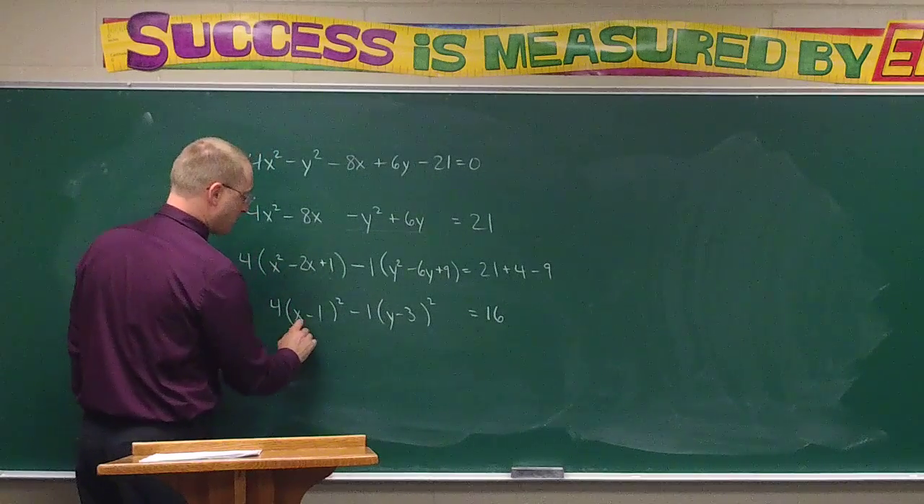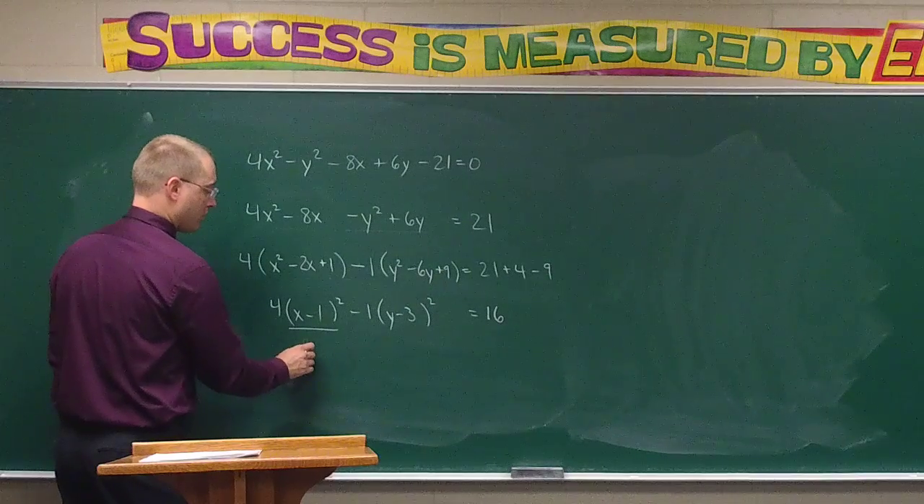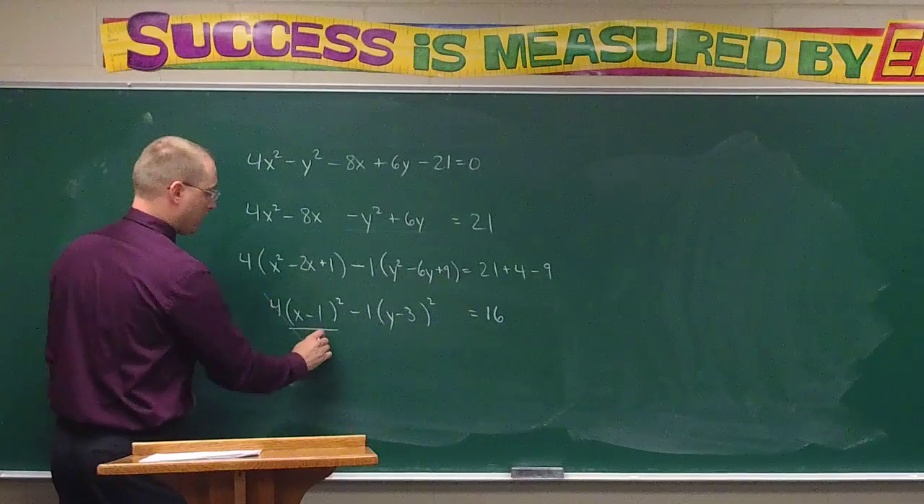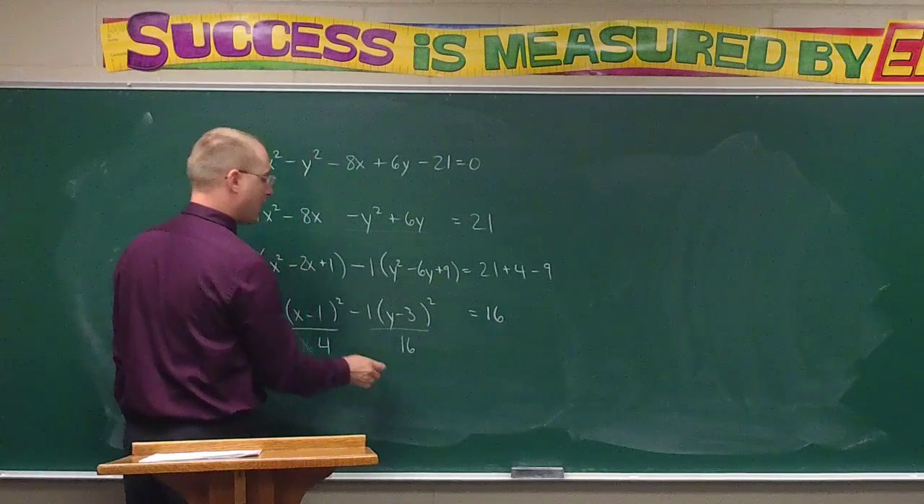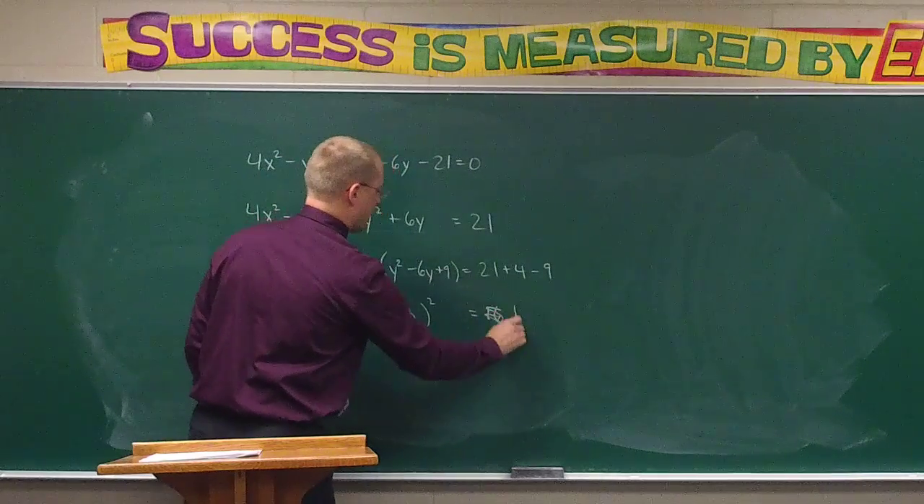And when I do, I end up getting a denominator of 4 here, and here I end up getting a denominator of 16. Nothing really cancels, just the 1 drops away. And then here, of course, I just get the 1.